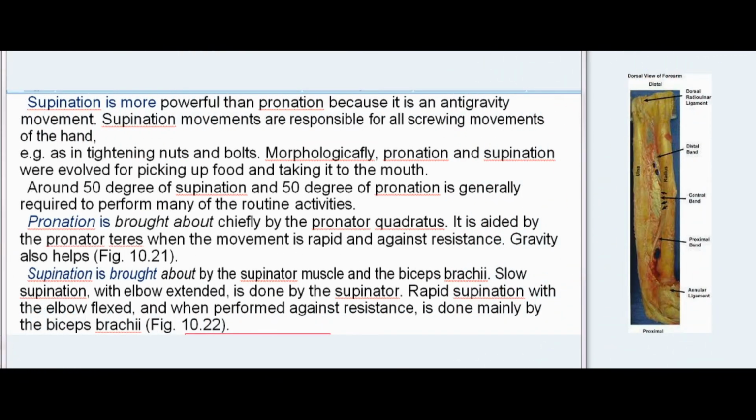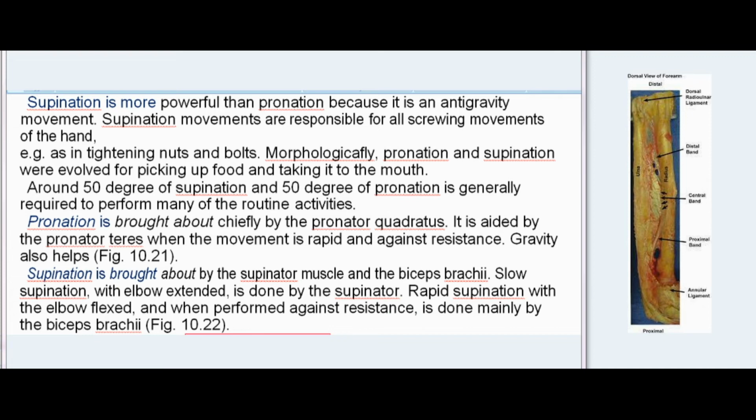Supination is more powerful than pronation because it is an anti-gravity movement. Supination movements are responsible for all screwing movements of the hand, e.g. as in tightening nuts and bolts. Morphologically, pronation and supination were evolved for picking up food and taking it to the mouth. Around 50° of supination and 50° of pronation is generally required to perform many of the routine activities.